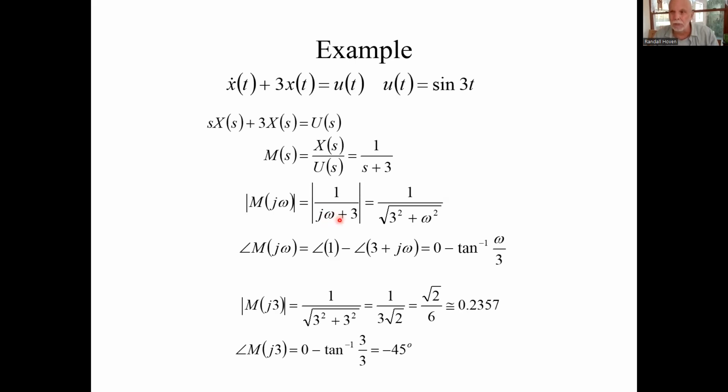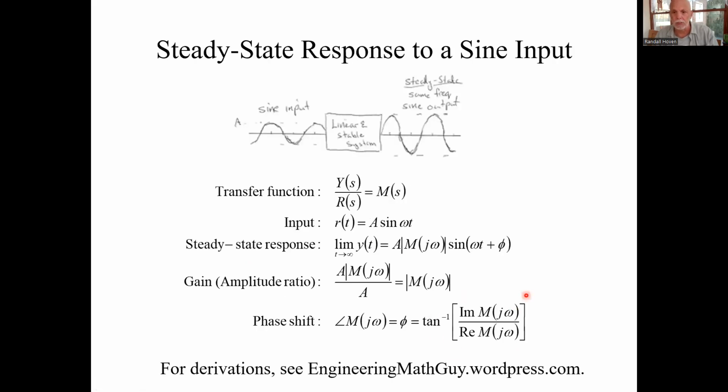And when you do the magnitude of a complex number, you use the Pythagorean theorem, right? It's the real part squared plus the imaginary part squared, but you don't square the j. It's everything but the j that you square. And you calculate the angle. It's the angle of the numerator minus the angle of the denominator. The angle of a positive real number is 0. The angle of a complex number, you use inverse tangent. It's the imaginary part over the real part, right? That's what this says.